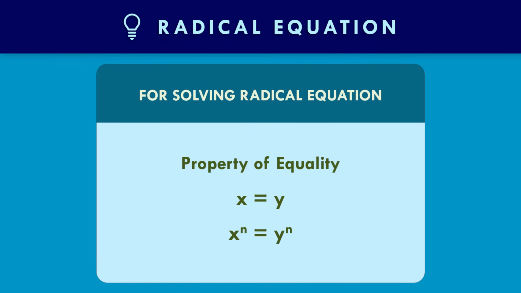How to solve a radical equation? For solving a radical equation, we must use the property of equality. If x is equal to y, then x to the n is equal to y to the n.